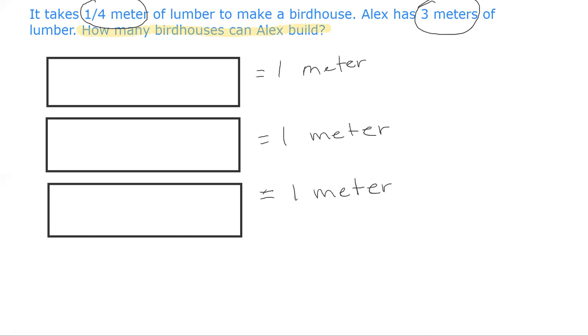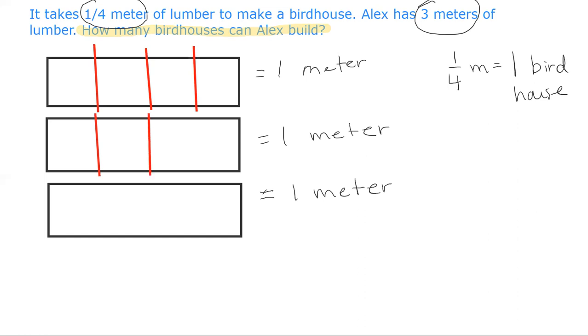Now I'm going to go ahead and use the other fraction that I know. We know it takes 1/4 meter of lumber to make a birdhouse. That means 1/4 meter is equal to 1 birdhouse. So I'm going to go ahead and divide each rectangle into 4 pieces. Now each one of these pieces is equal to 1/4 of the meter.